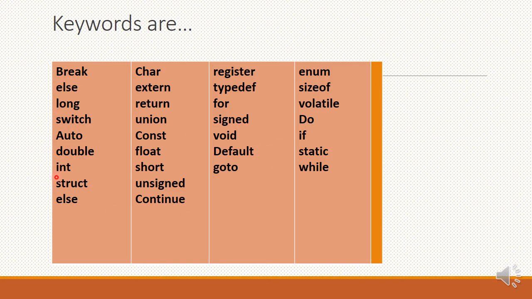Here you are a little bit familiar with int. I have taken it in the first program. Int is nothing but a keyword, which I have taken in the first program. Similarly, break, else, long, switch, auto. Here also the A is capital, but remember that this is wrong. You have to take the small letter only. Struct, else, continue, unsigned, short, float, const, union, if, do. These are the 32 keywords.